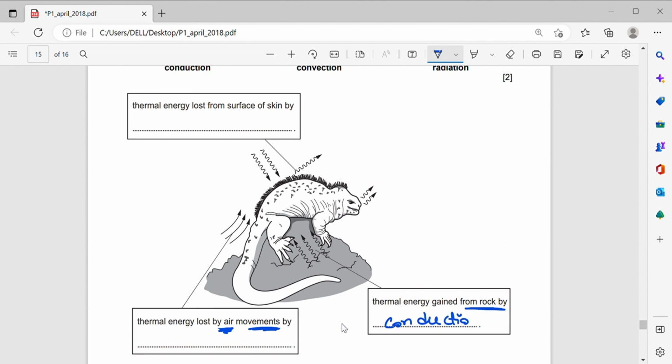Why conduction? Because conduction needs direct contact. As we remember, conduction means there is a direct contact between the objects. Thermal energy lost by air movements, in other words, movement of fluids due to the difference in the densities. It's the convection process because it occurs in gases and liquids as well. Energy lost from the surface of the skin, it's by radiation.